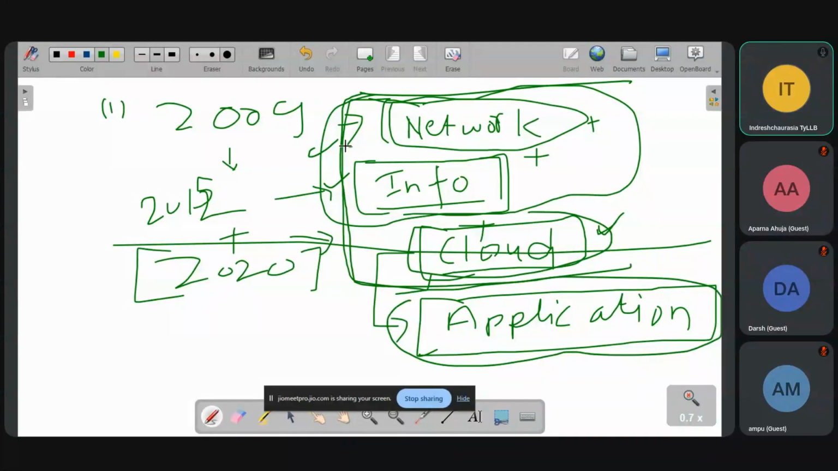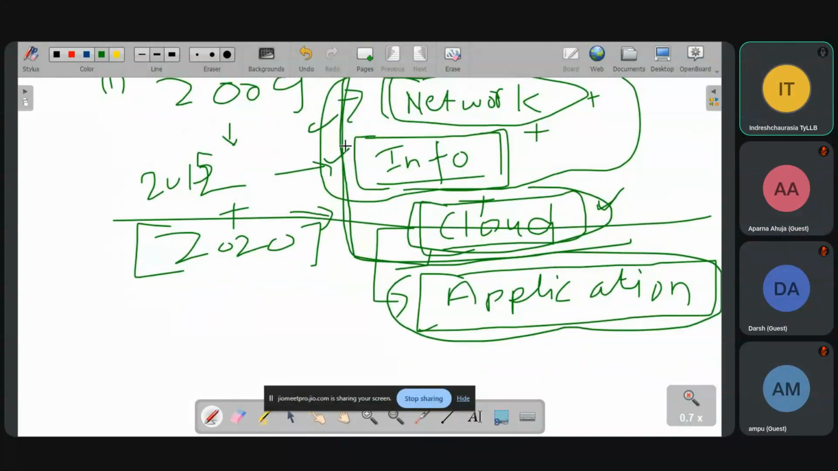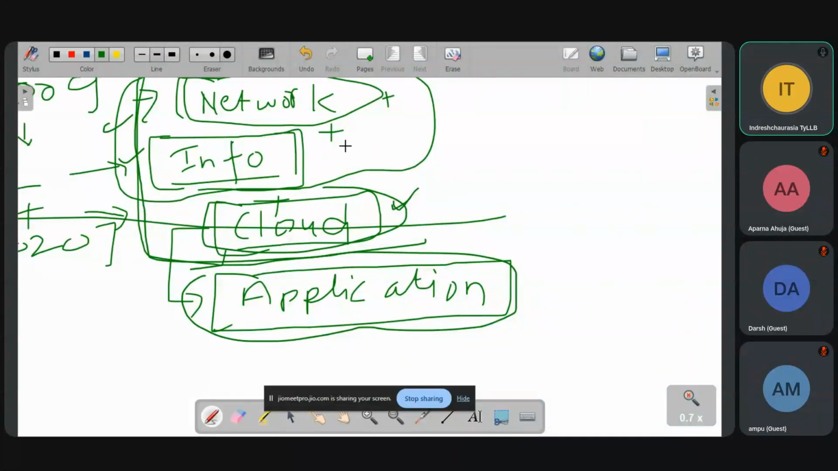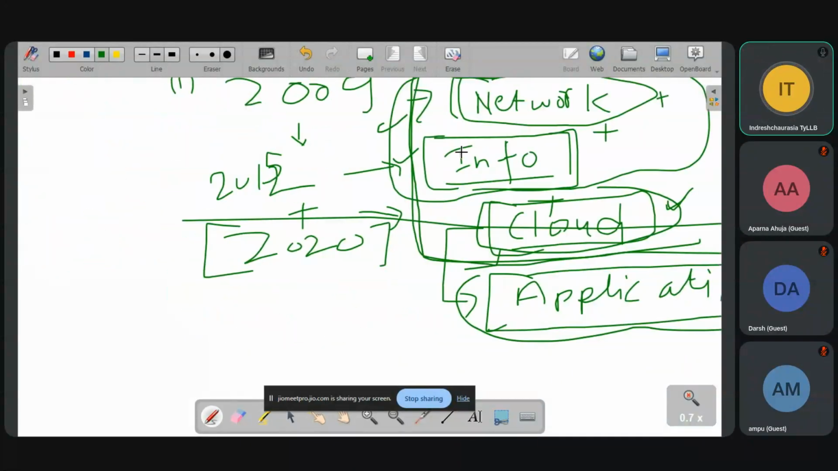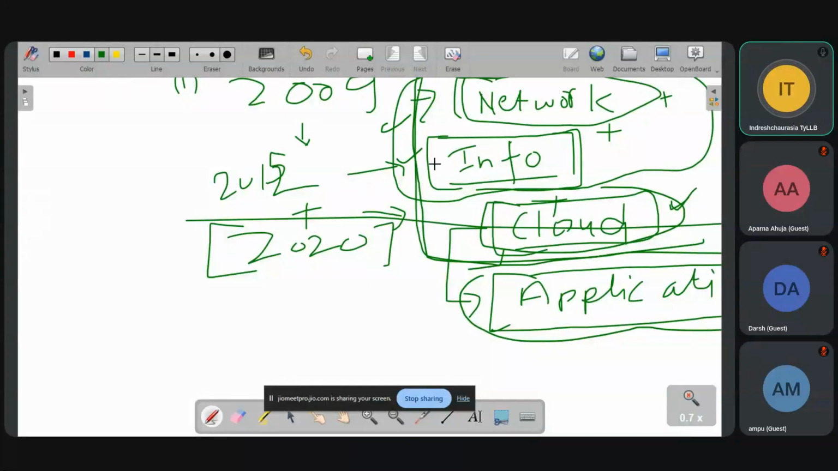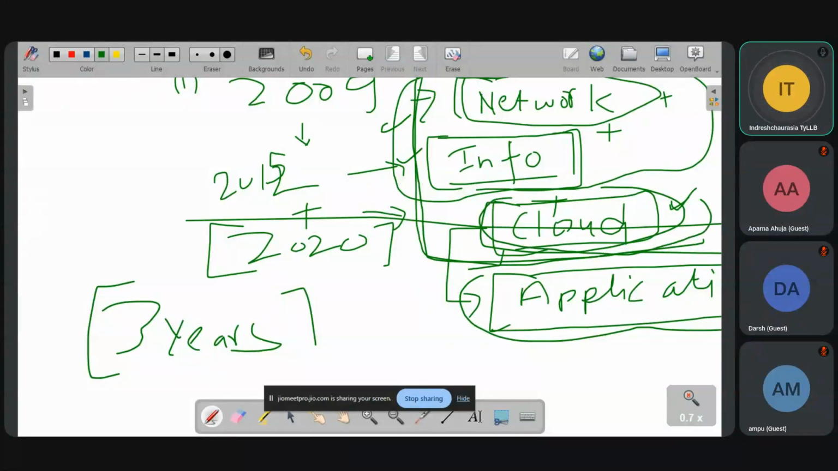So when you go in as a cybersecurity engineer, you should know the basics of this. Because as time progresses, technology changes every 3 years, so you should know the latest technology. And the latest technology is the cloud.